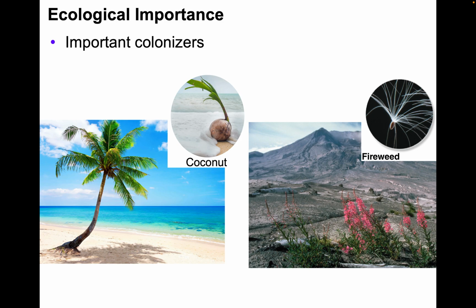And gymnosperms being able to survive in super cold regions. There are plenty of angiosperms that can still survive in these very sparse locations as well. I'd like to use a word other than sparse, but I can't come up with one. Austere locations. The two I put here as examples are coconuts, because they can just float around and develop on sandy, bare beaches where that sand would not support much other life. The coconut thrives in that environment.